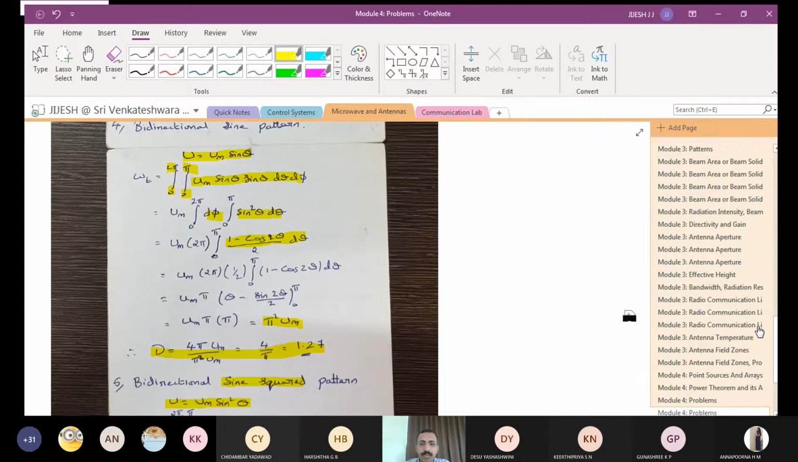So for the limits, bidirectional. Bidirectional means, the previous one also was bidirectional, so you have taken 0 to 2 pi, 0 to pi. So here also it is bidirectional, but the difference is here it is sine squared pattern. So U_m sine square theta. So start doing the integration for that.